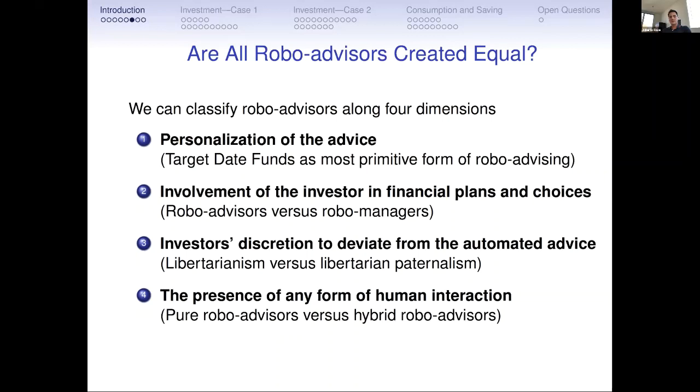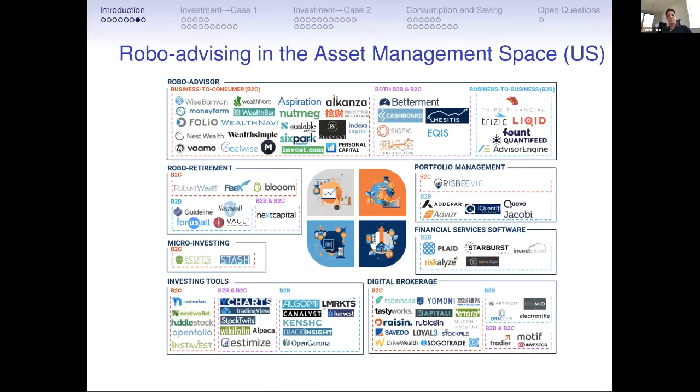And so there is a thriving literature trying to understand how much human interaction you need in order to complement the decisions or the suggestions of the algorithm. Now, if you look at the asset management space, this area, at least in the private sector, is absolutely exploding.